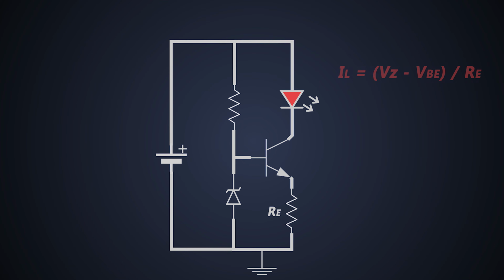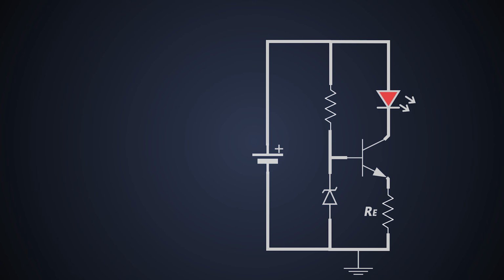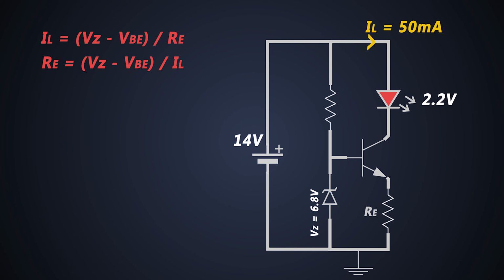Well, we can design a current regulator where the load current should be 50 mA. The input voltage will be around 14 volts, and the forward voltage drop of the LED will be around 2.2 volts. Let's consider we have selected a Zener diode having Zener voltage of 6.8 volts. Now we can calculate the RE by this formula. So the value of this RE will be around 122 ohms.